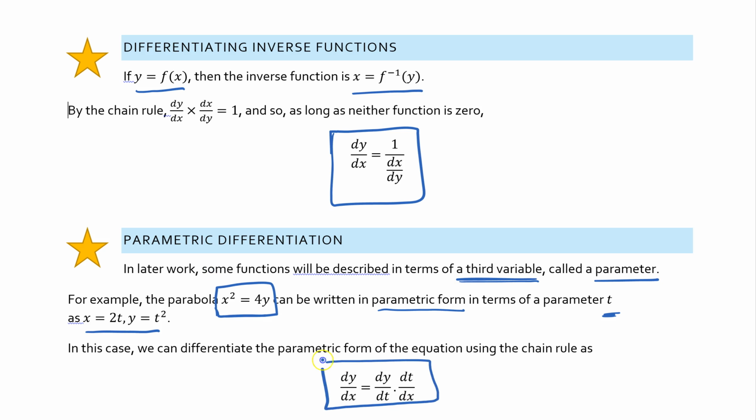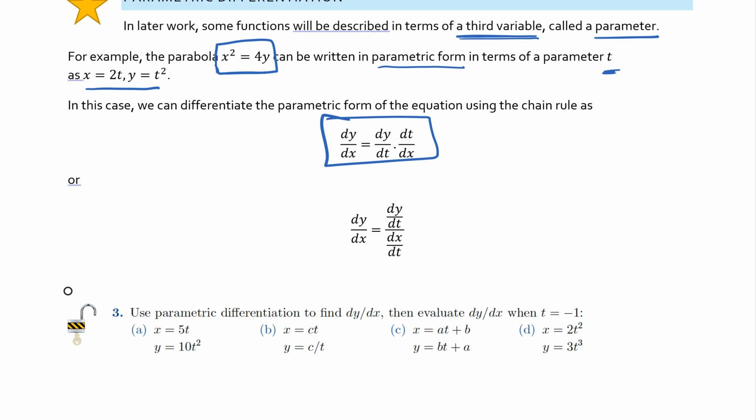Now, if something is written in parametric form, we can find the slope of the curve and the tangent, dy dx, by dy dt times dt dx, according to the chain rule. Or, using the point from up above, what we could do, and as I said in class I'll probably encourage you to do, is to write dy dx as dy dt over dx dt. So we've got no need to take reciprocals.